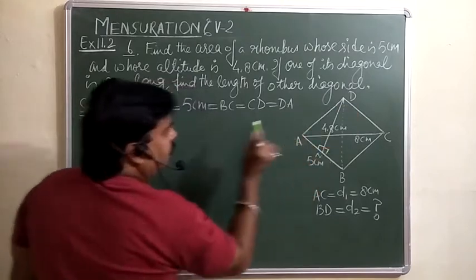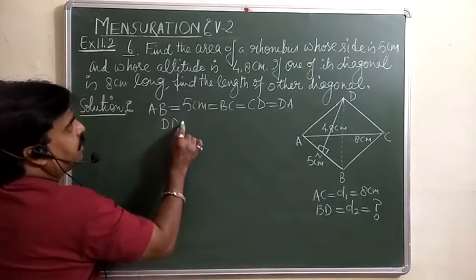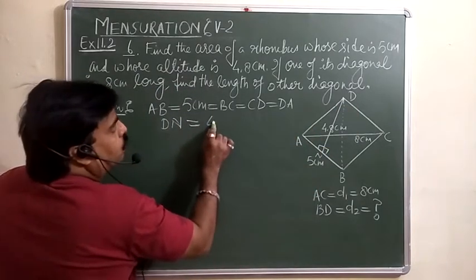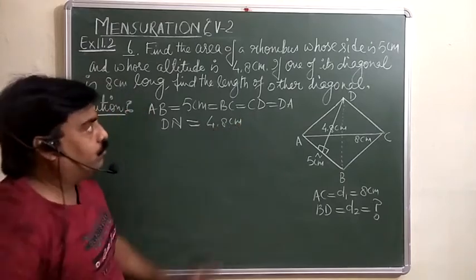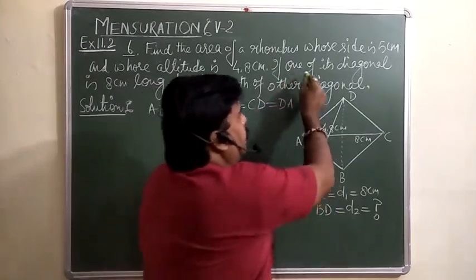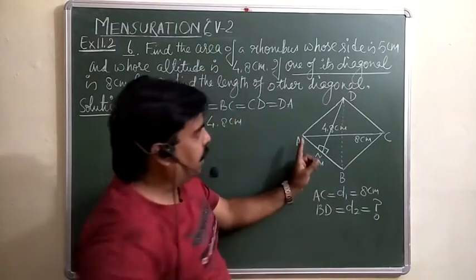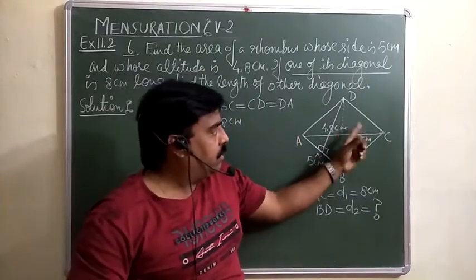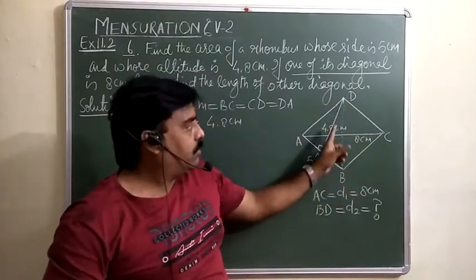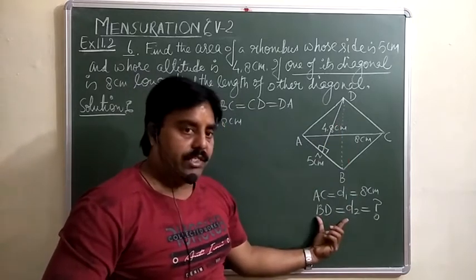And one of the perpendiculars is given. Then DN is given as 4.8 centimeter. One minute, and another piece of information is given. One of its diagonals is given, 8 centimeter. We want to find out the other diagonal, BD.